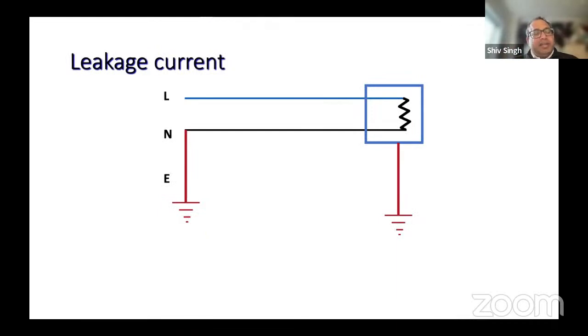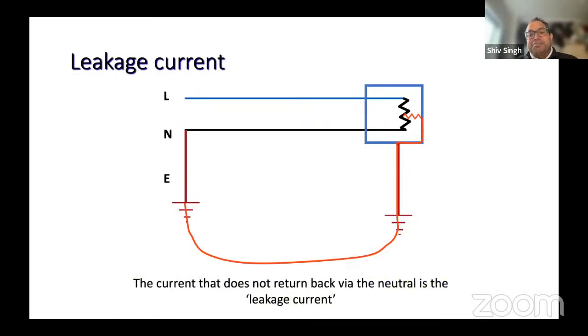I had explained a few slides ago that when you have an equipment, the current flows through the live wire, it then returns back via the neutral. So leakage current is any current that does not return back via the neutral. This current will find itself either going to the body of the equipment or flowing back to the substation. And every equipment, however new it is, will leak some current.